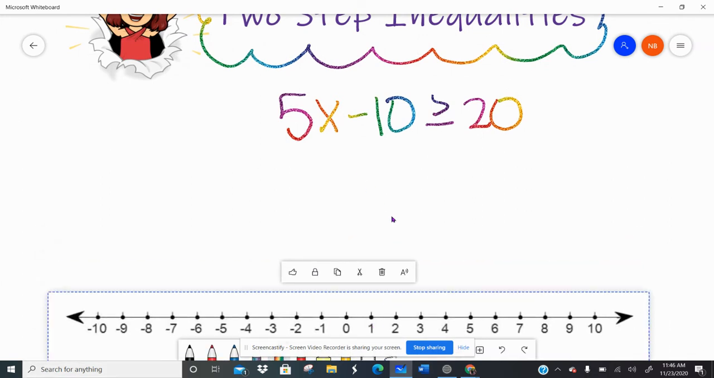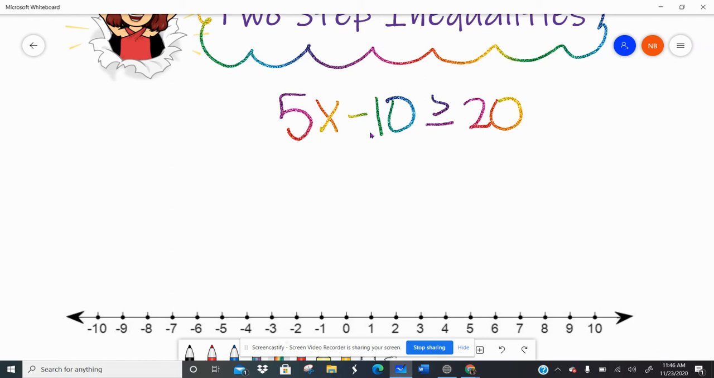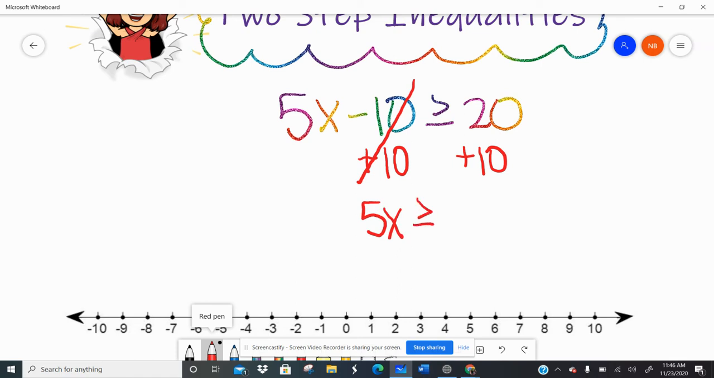All right, so remember, we always start on the side with the variable, but we're not going to move the variable yet. We're going to move the constant, the number on the same side with the variable that's not tied to the variable. So I'm going to start by adding 10 to both sides. I add 10 because that's the opposite of subtract 10. That goes away. Negative 10 plus 10 is now 0. So I bring down my 5x. I bring down the inequality sign, and 20 plus 10 is 30. Okay, cool. Step 1, done.